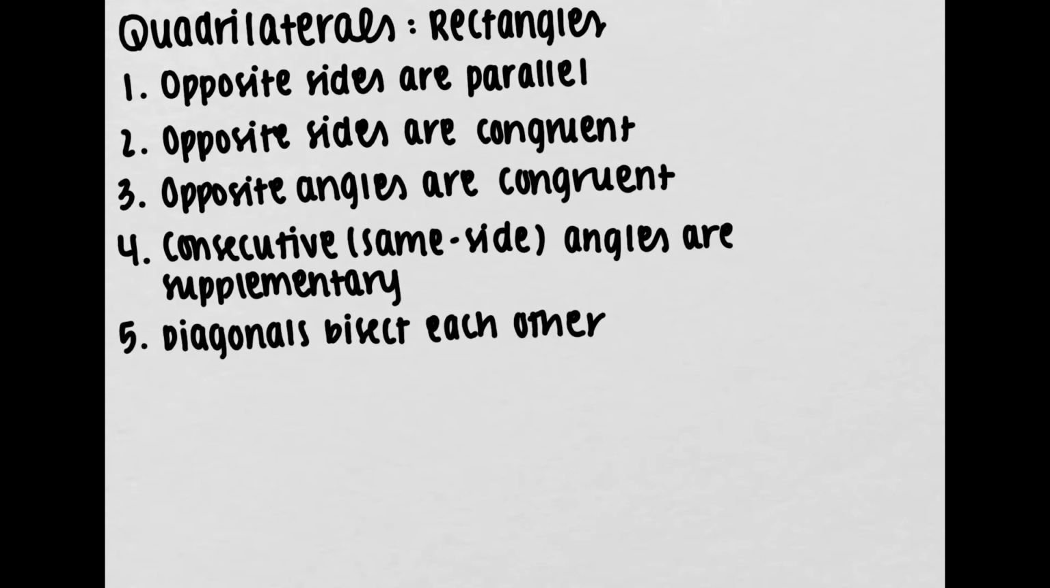The first one is that opposite sides are parallel. Second is opposite sides are congruent. The third one is opposite angles are congruent. Number 4 is that consecutive or same side angles, either word, whichever one's easiest for you, are supplementary. And number 5 is that the diagonals bisect each other. So remember, these first 5 properties of rectangles come from the parallelogram properties. So they carry over. Because a rectangle is a parallelogram, it also has these 5 properties.